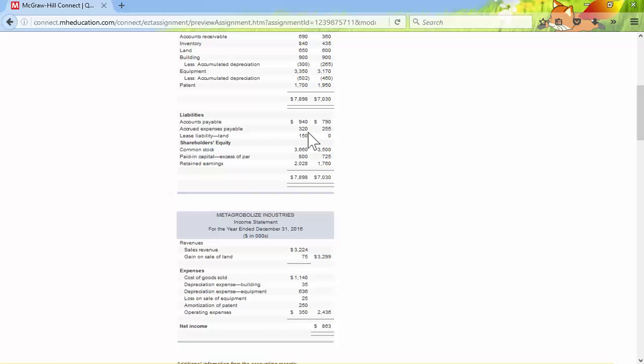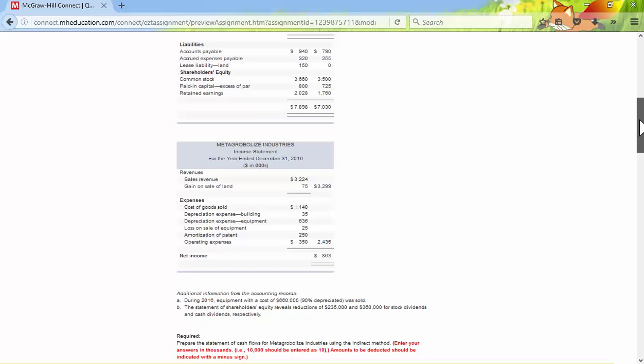And the only way really to look at that is by getting in and setting up a T account and analyzing it. The other thing we want to do is look and see if there was any additional information that we might be able to use in analyzing it. So the additional information from the accounting records says that we had sold a piece of equipment that had a cost to us of $660,000 with 90% depreciated. So we do have a little more information that we can plug in.